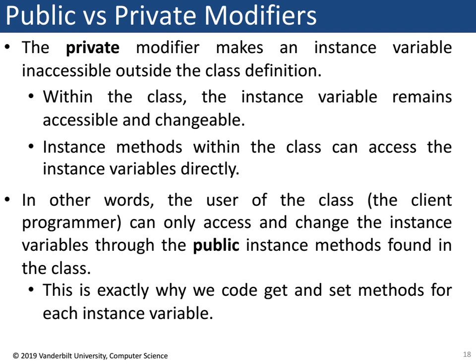So if an instance variable is set to private, inside the class we can access and modify the value freely. But outside the class, we can only access the value using the accessor method, and we can only modify the value using the mutator method. So anyone who imports our class and makes use of it will only be able to access and change instance variables through the public instance methods in the class. This is why we want to code get and set methods for each of our instance variables.